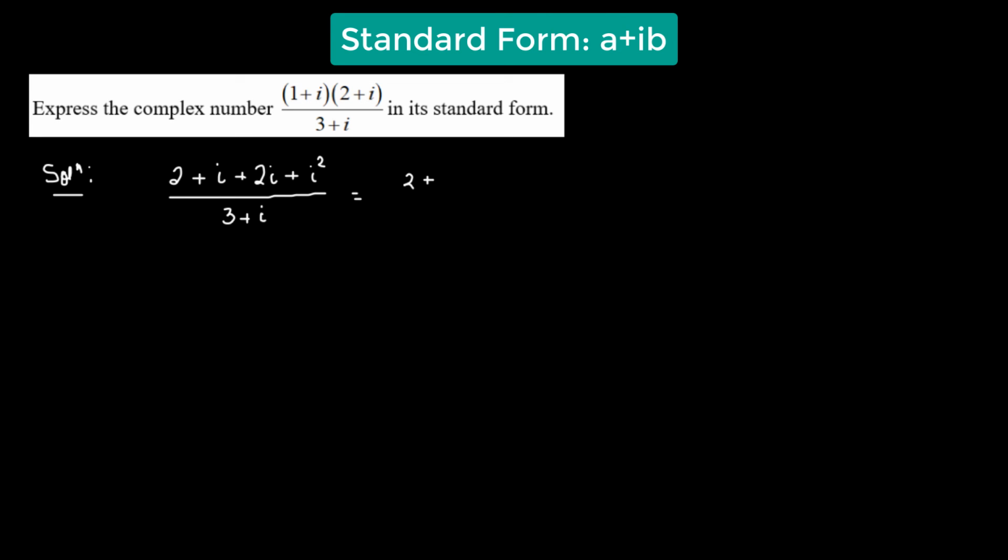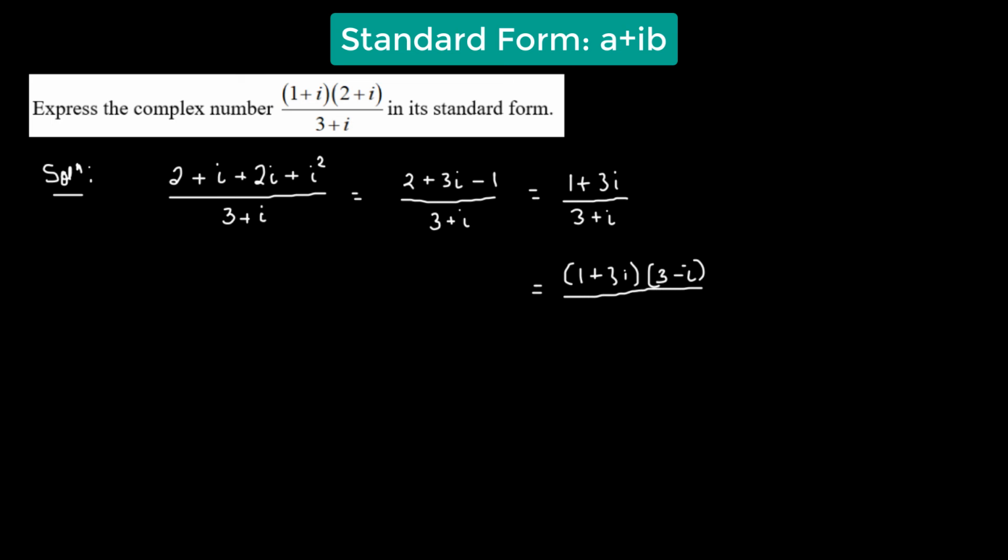So we have 2 plus i plus 2i is 3i, plus i squared is -1, divided by 3 plus i. Then we combine the real parts, so 2 minus 1 will give us 1 plus 3i in the numerator divided by 3 plus i in the denominator. Now we multiply both numerator and denominator by the complex conjugate of the denominator, which will be 3 minus i.